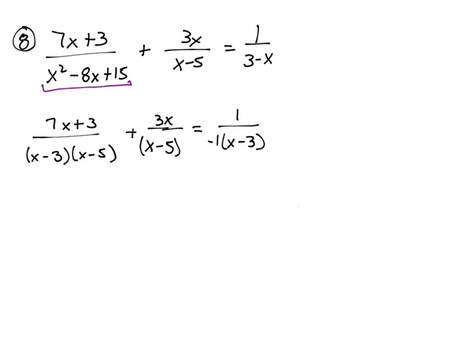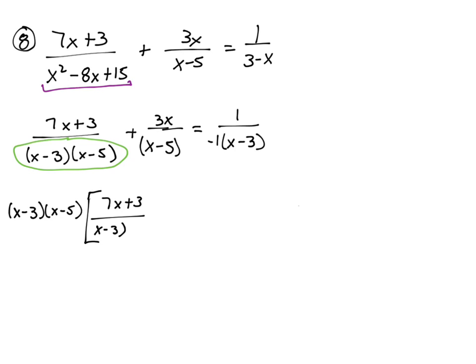Let's change the color. There we go. x minus 3, x minus 5. So we're going to multiply both halves of this problem, or both halves of the equation, by that value. So we've got x minus 3, x minus 5, times all of this inside: (7x plus 3)/((x minus 3)(x minus 5)) plus 3x/(x minus 5) equals 1/(negative 1)(x minus 3).